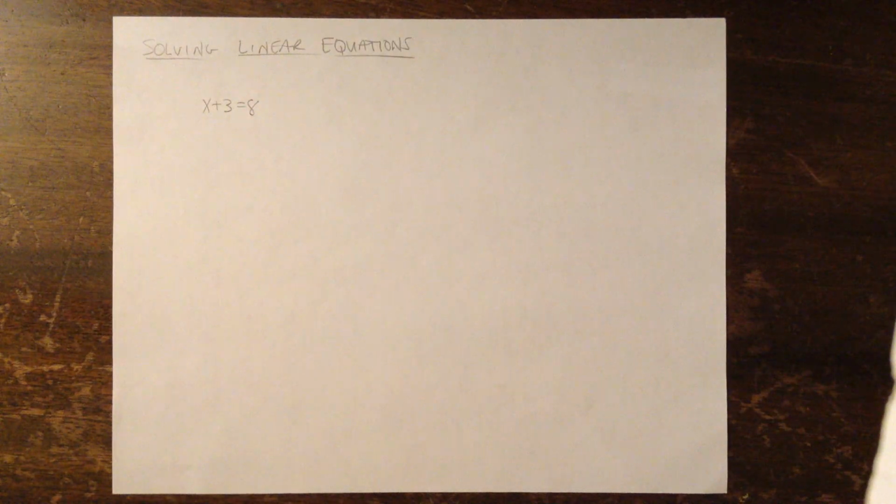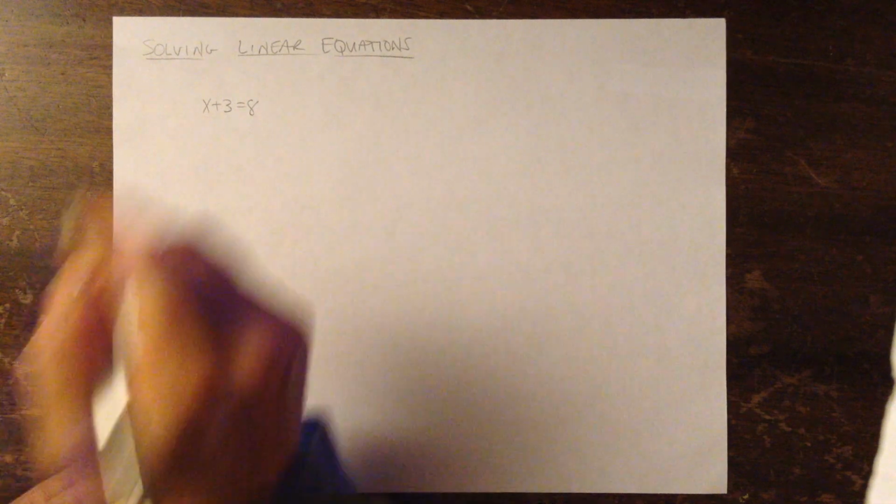So when you have an equation, what's nice about working with equations is that you can do anything you want to, so long as you do exactly the same thing to both sides. And that's a key to solving pretty much any type of equation. So in this equation, I just want to get x by itself. I'm going to have x equals something.